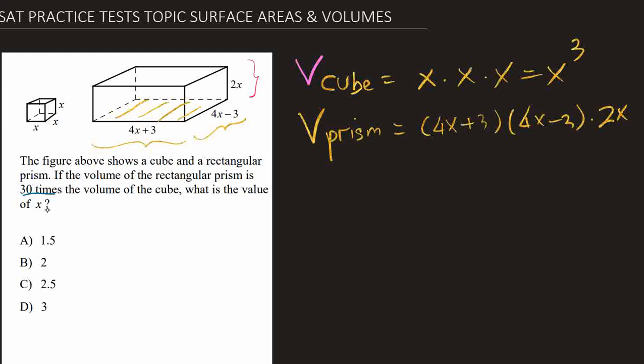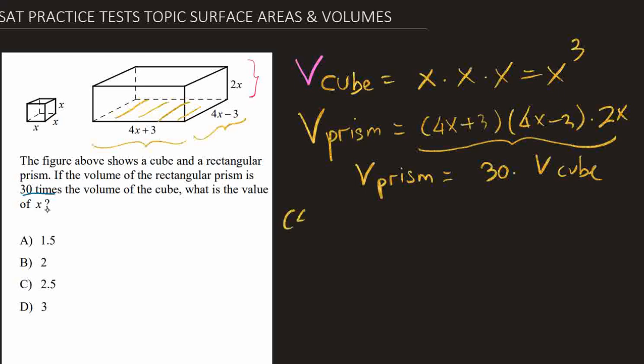Now it says that volume of prism is 30 times volume of cube. So we put everything here: 4x plus 3, 4x minus 3, 2x equals 30 times x cubed.